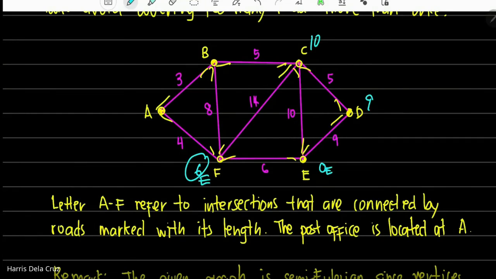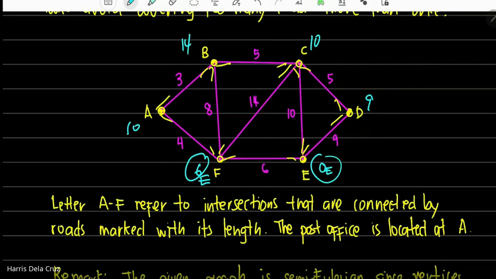Fix na yon. Fix na rin to. Tama? Fix yan. From F, pwede akong pumunta kay A, so that's 6 plus 4, 10. Pwede akong pumunta kay B, so that's 6 plus 8, 14. Pwede akong pumunta kay C, that's 6 plus 14, 20. Pero mas maliit yung 10, so I'm keeping 10.